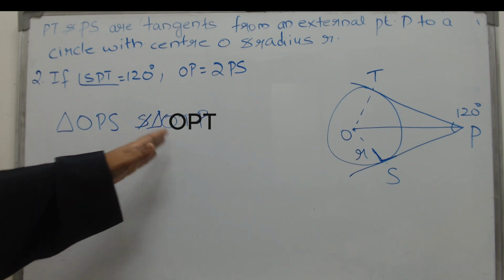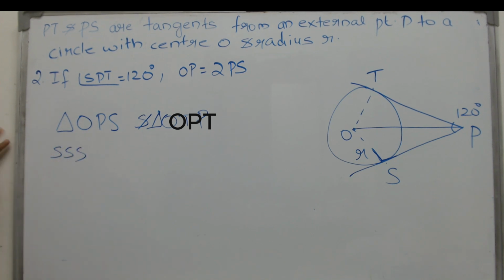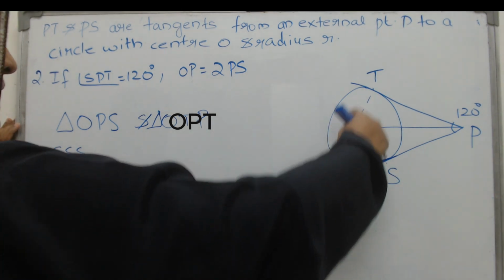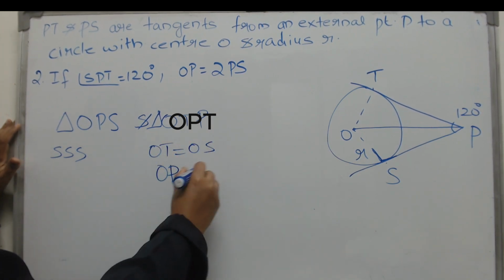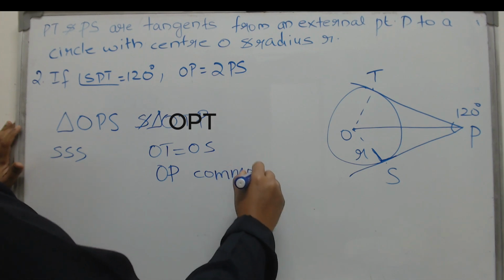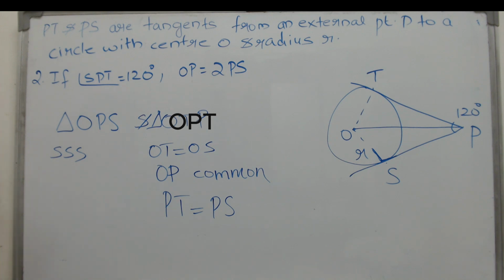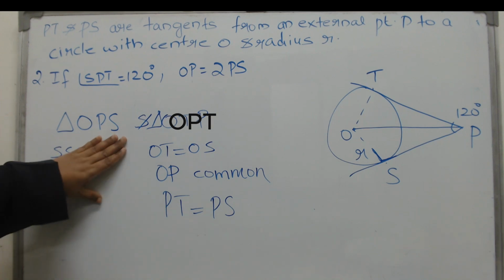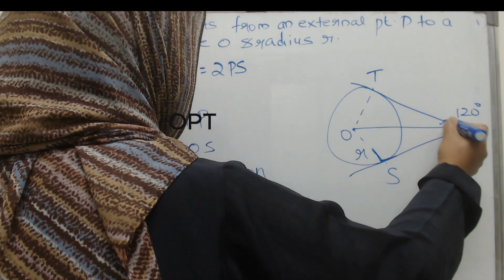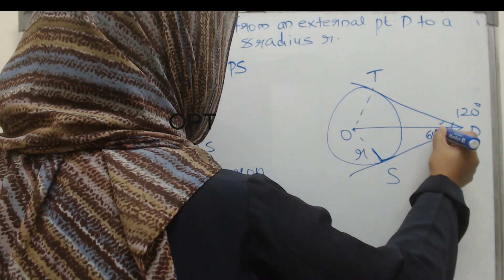Is there any way to prove that they are congruent? Of course, yes, by SSS congruency. Why is that? Here OS is equal to OT because they are the radii and OP is the common side, and then we have PT is equal to PS, tangents from the same external point, which means these two triangles are congruent, which means these two angles are same by CPCT, which means each one is half of 120. That means here we have 60 degrees.